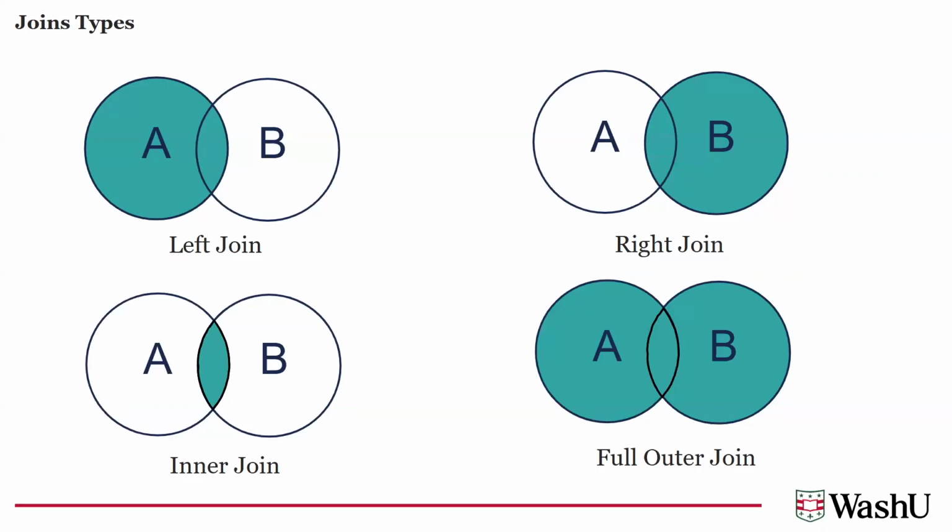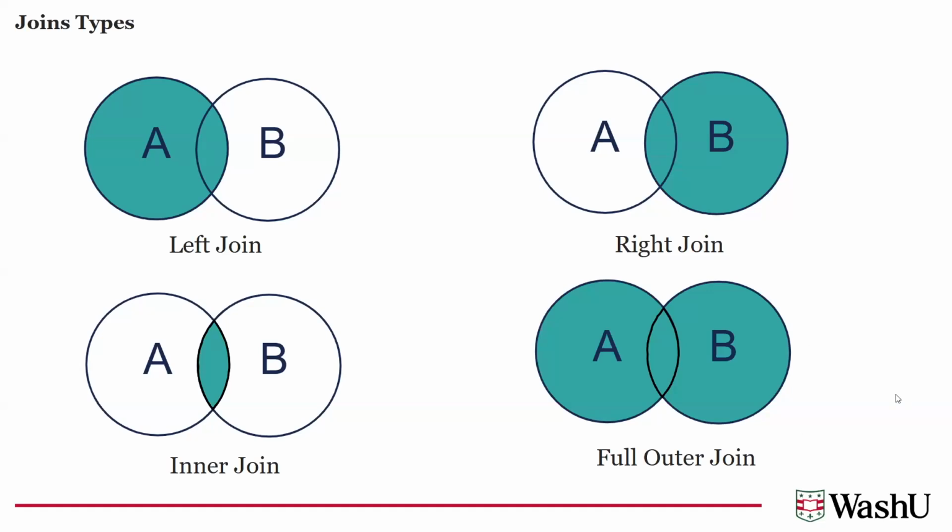Which is left join, which is right join? What does that even mean? Okay, so this is just a really easy way to remember. A left join is all of the records in table A and only the records from table B that match the records in table A.